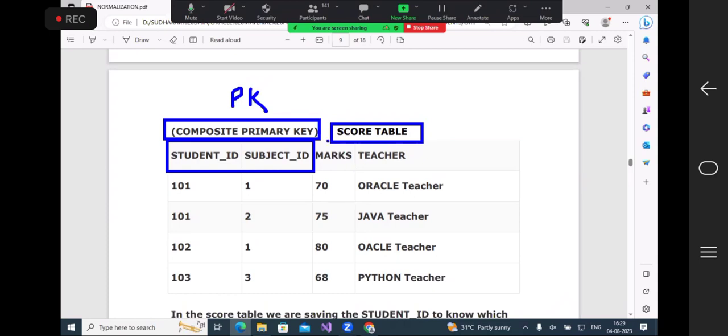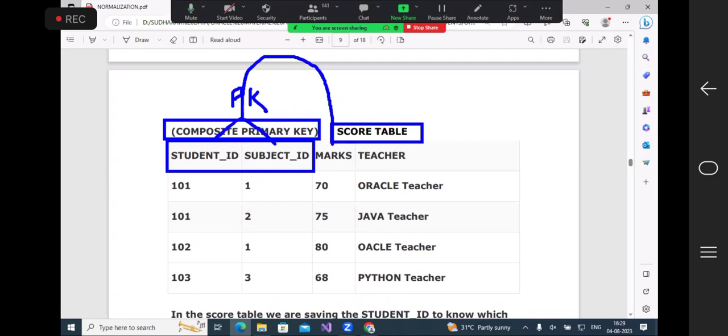Non-key columns. So now you just observe. Marks always depends on both of them, because when you get marks, you need a student as well as a subject. So the marks column depends on both columns, the student ID column and the subject ID column, because students write examinations to get marks on a particular subject. So when the marks column depends on both the primary key columns, then it is called a full dependency.